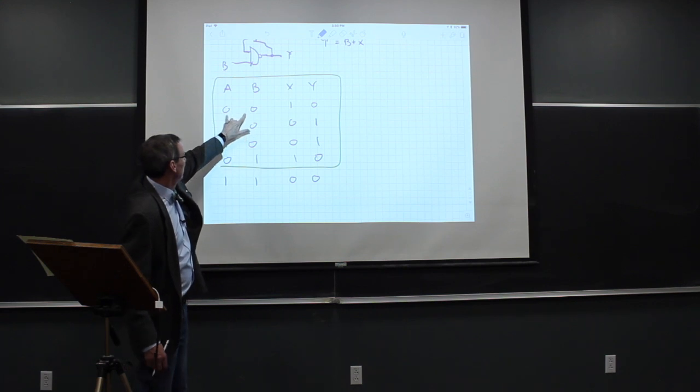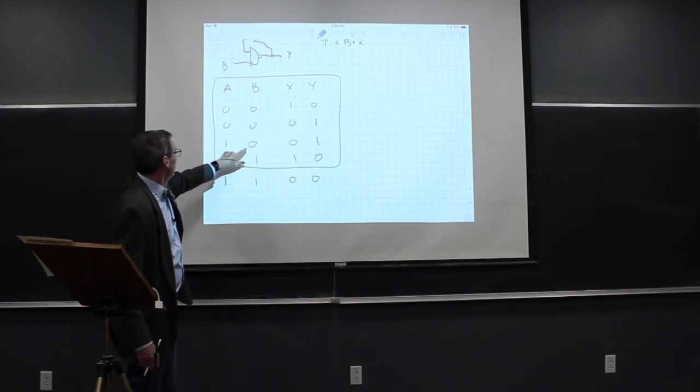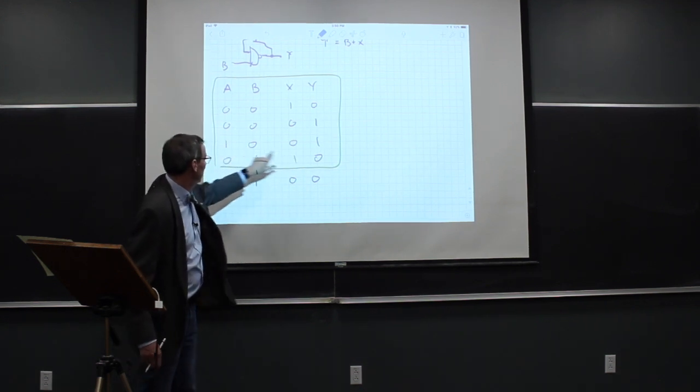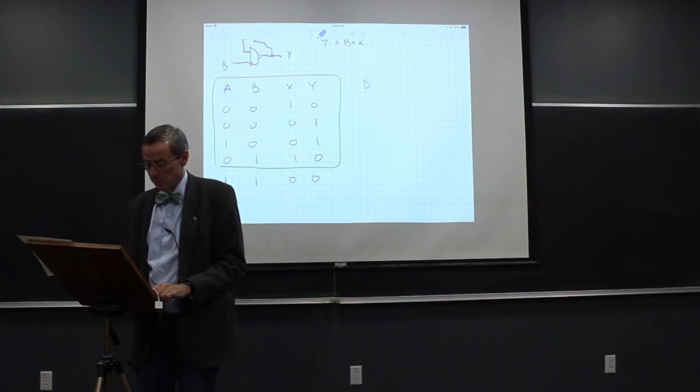Now you can see something here. There's the hold state. Both inputs are low. You can hold either value. If you take B high, you set it. If you take A high, you reset it. So B goes to set. A goes to reset. X goes to Q. Y goes to Q bar.